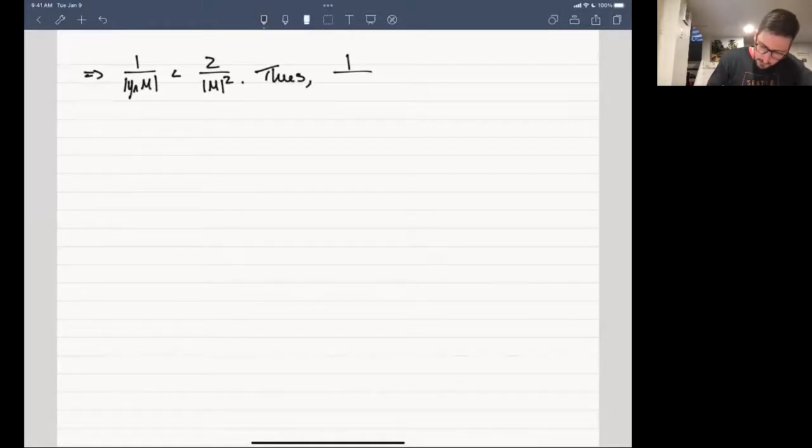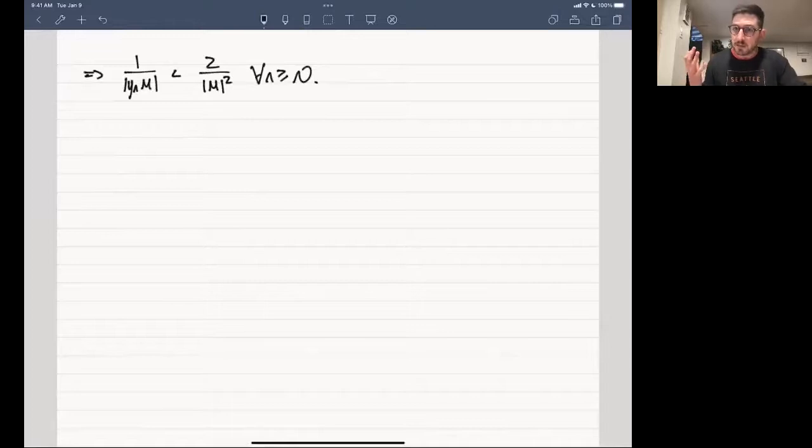Sorry, maybe we should point out this is for every n. So this is for all n greater than or equal to capital N. So this is just like what we did a few lectures ago. We've bounded infinitely many of the terms. We only have finitely many left.